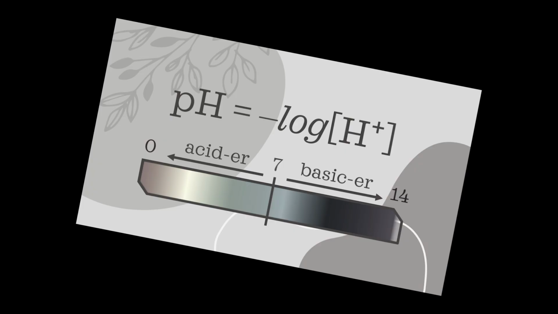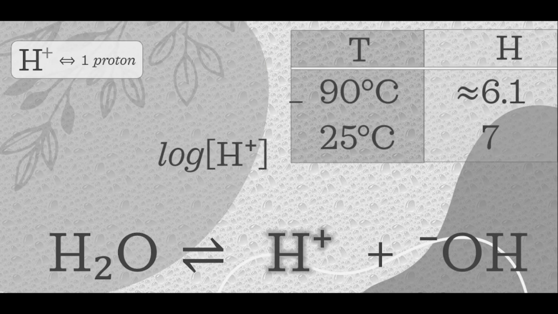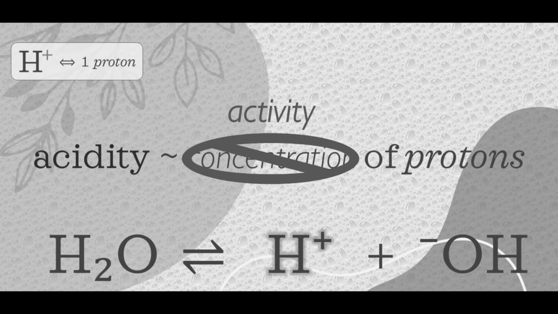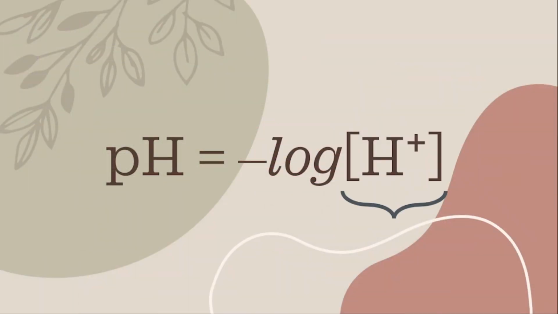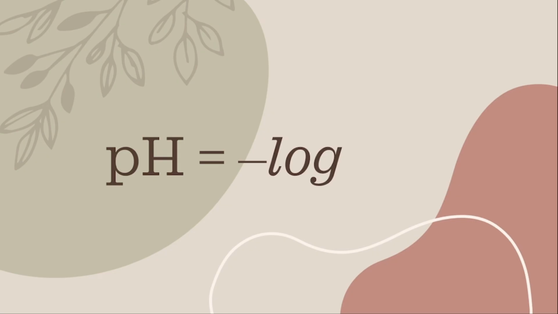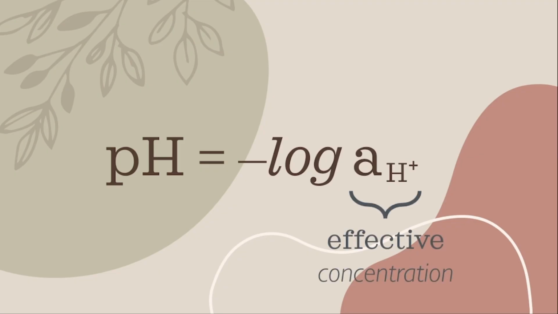But wait, rewind for a second. Didn't I say something about activity earlier? Well, the problem with just using the concentration at face value is that the actual functional amount of substance that is chemically available to react is usually not the entire physical amount of substance that we've got. In English, that means solutions are not ideal and dilute. Thus, instead of concentration, it's much more precise to say activity, which is in a way the effective concentration.